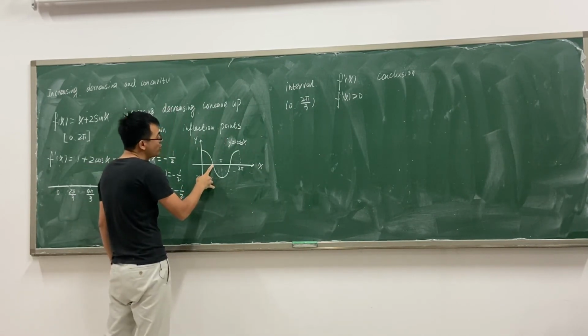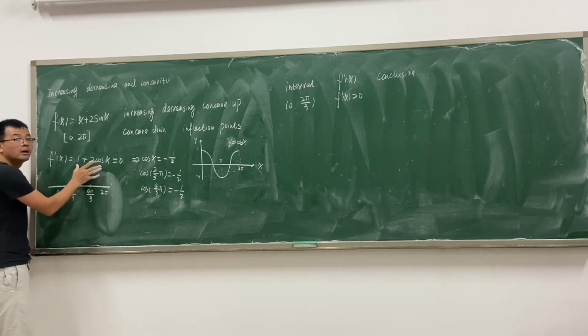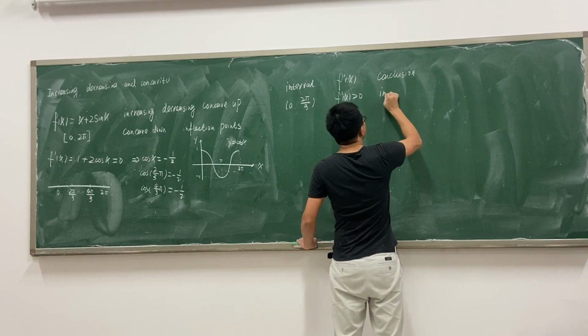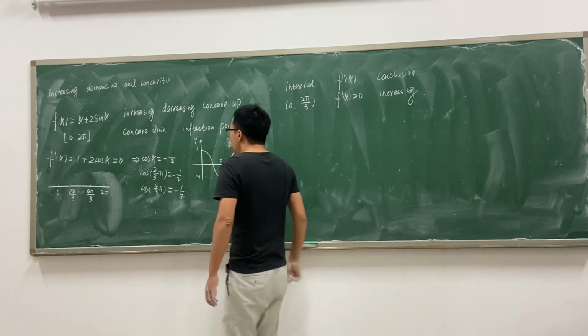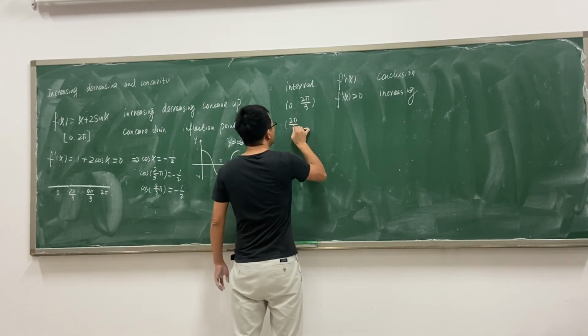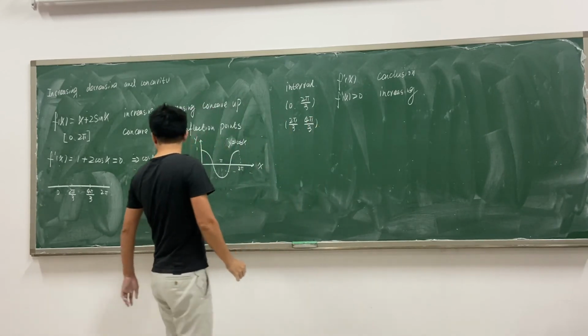At this point, cosine equals 0, so here it is 1. So it's greater than 0, so here it is increasing. And now we look at 2 pi by 3 to 4 pi by 3 in this interval.